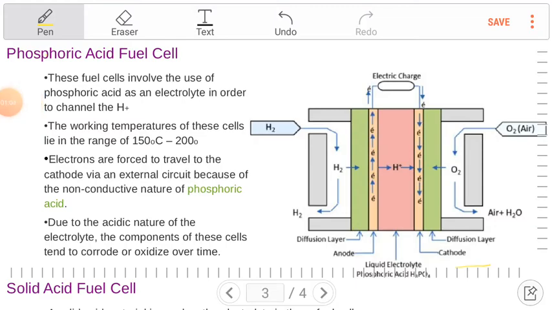Phosphoric acid fuel cell. The electrolyte used is phosphoric acid. Working temperature is 150 to 200 degrees centigrade. Electrons are forced to travel via the cathode because of the non-conductive nature of phosphoric acid, the electrolyte we are using. Due to the acidic nature of the electrolyte, the components of these cells tend to corrode or oxidize over time, so maintenance is required.